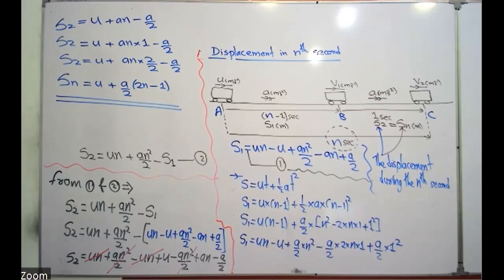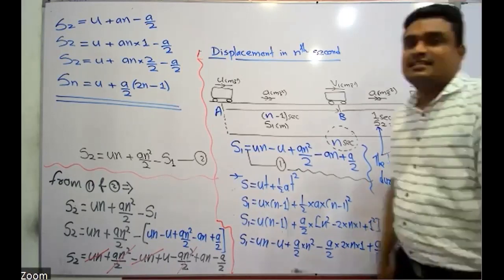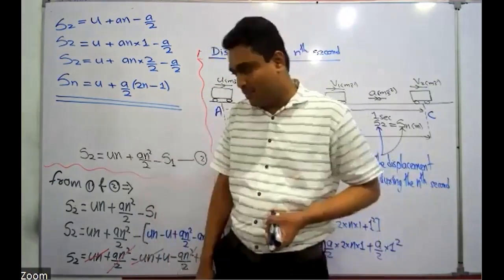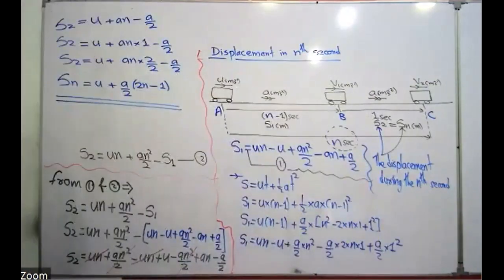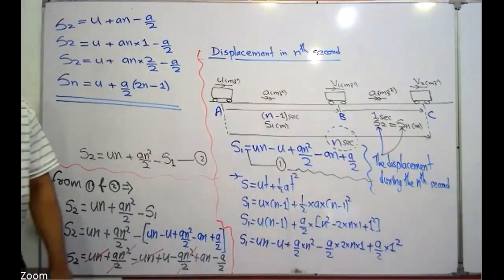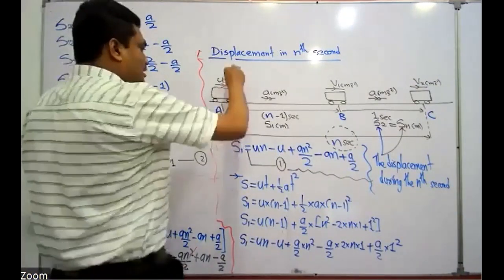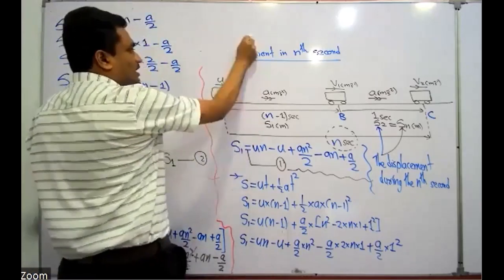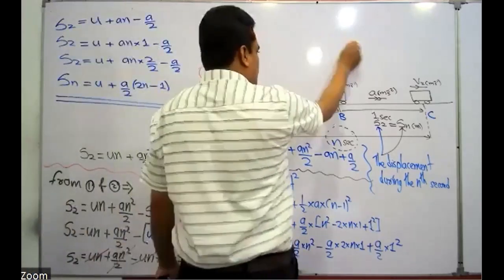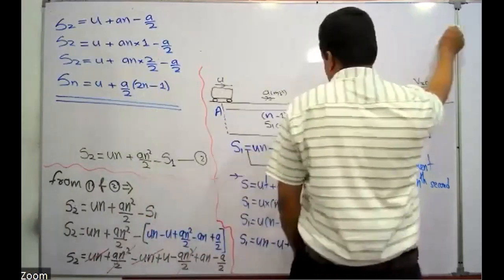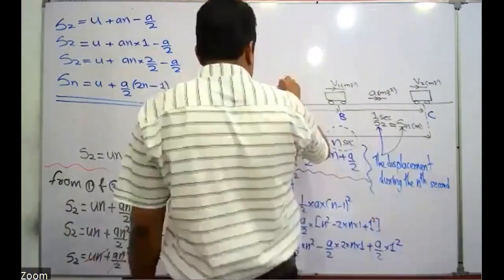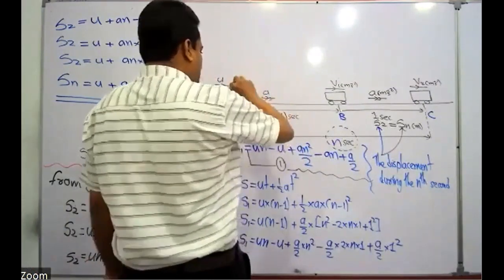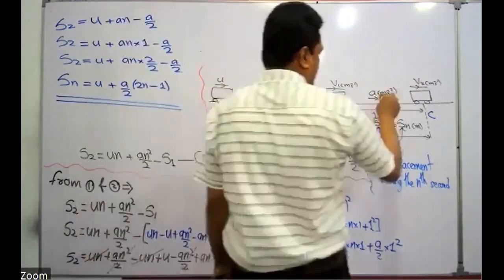Right, now let's try a numerical example. After that, I'll start discussing some past paper questions. Please write example number 1. An object starts to move with a velocity of 3 meters per second.